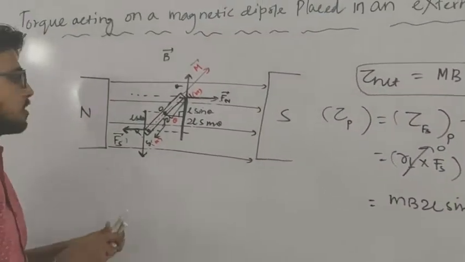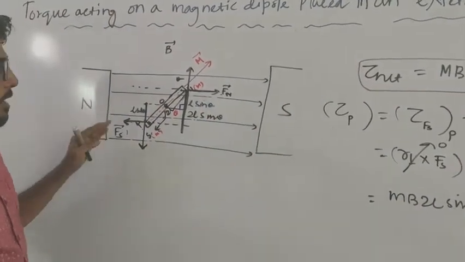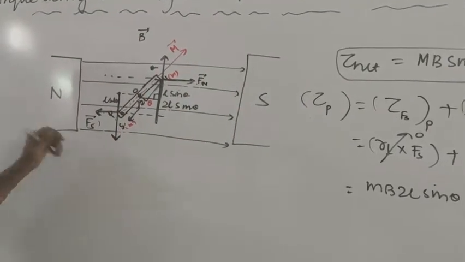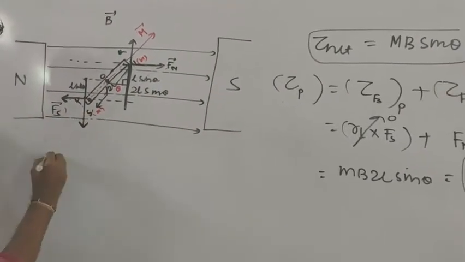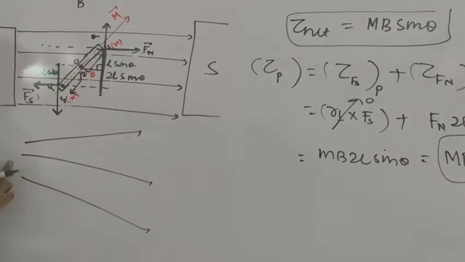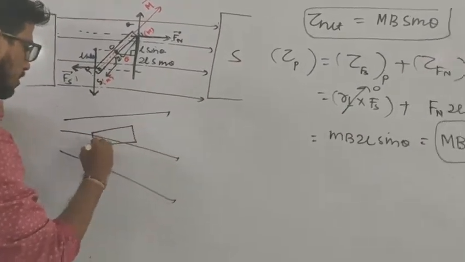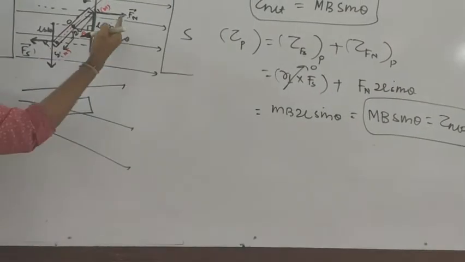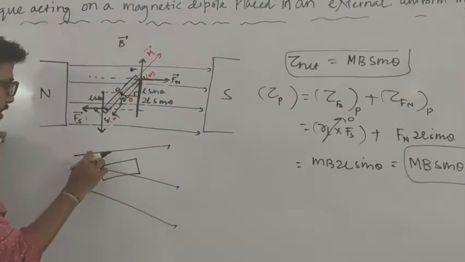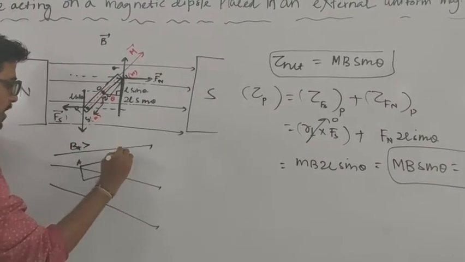Here we can also consider another case. If the field is not uniform, that means the strength of the magnetic field is different at different positions. If the field is like this, that means the strength is more here and minimum here. If we place the dipole here, then these two forces are opposite in direction, but the strength will not be the same, as B at point A is larger than B at point B.